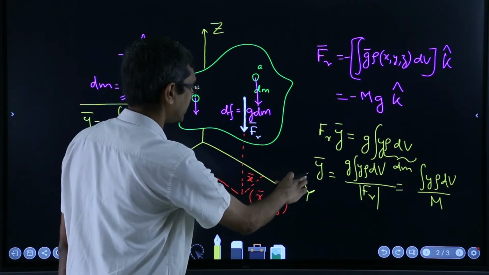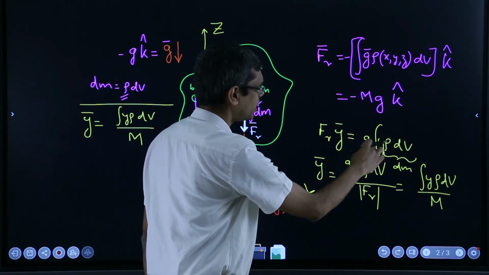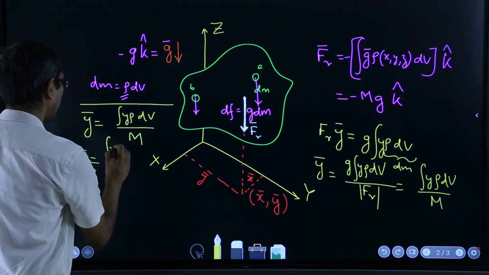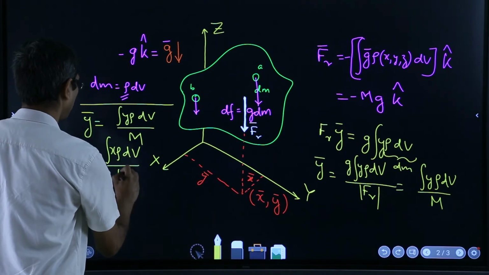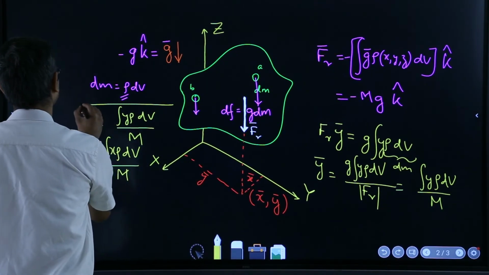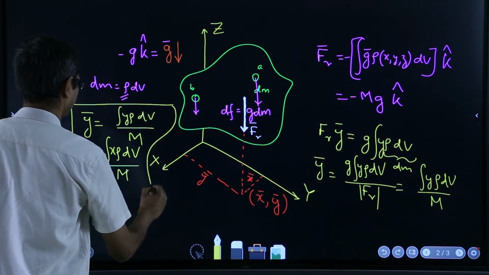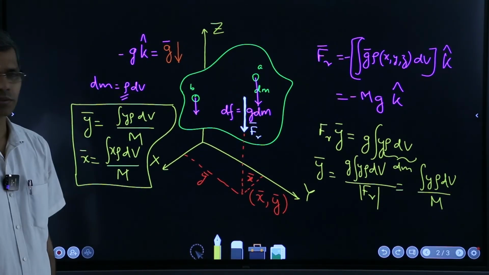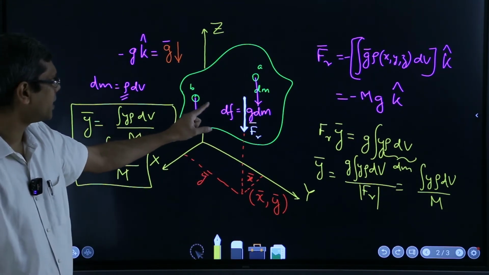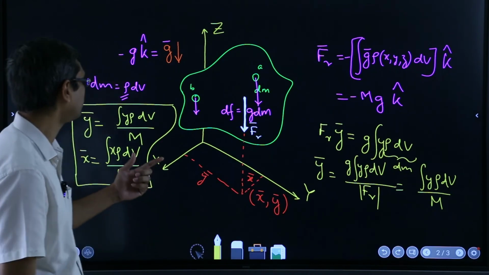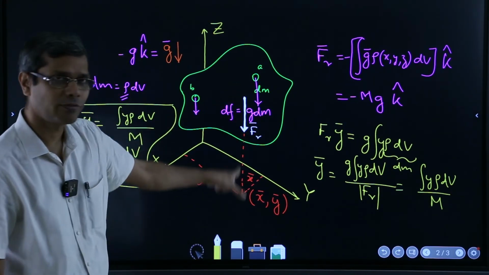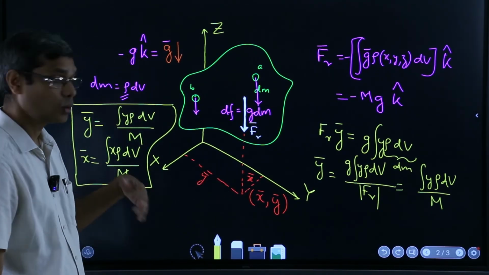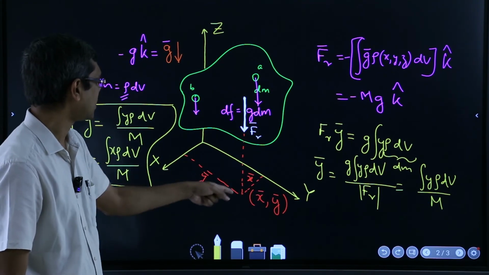Arguing in exactly the same way, just replacing y bar here with x bar and y here with x, we can write that x bar will be the integral of x rho dv over m. Now this is what you have already known as the center of mass of this body. So that means this resultant force is passing through a line of action whose x bar and y bar coordinates are like this.